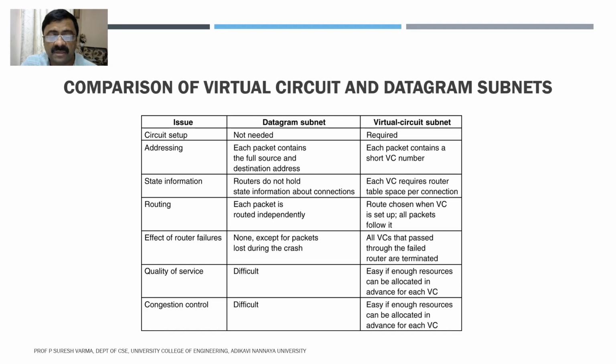In a similar way, congestion control. In the datagram subnet, congestion control is very difficult. But in the virtual circuit, initially we know all the intermediate node information, so it is easy to estimate the congestion. Based on that, we can do congestion control also.